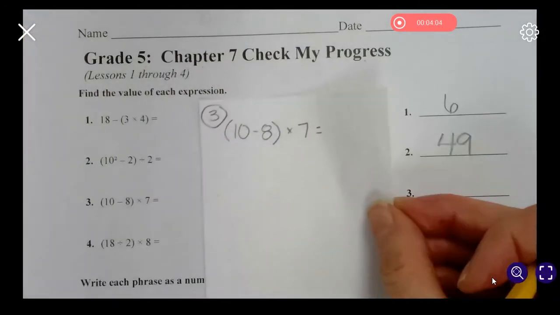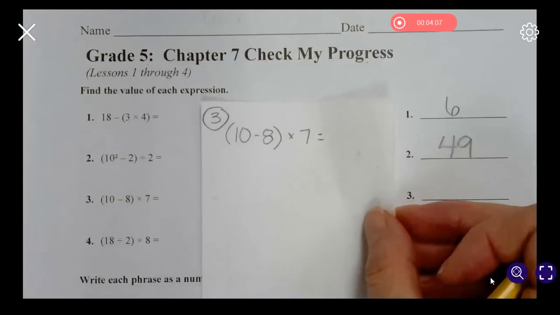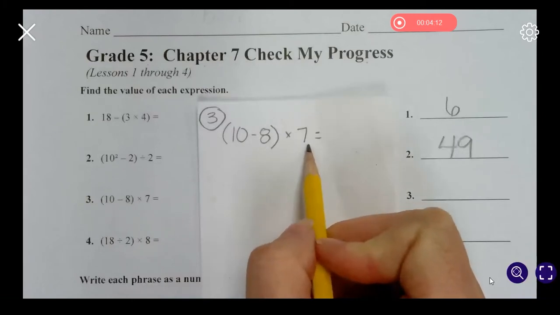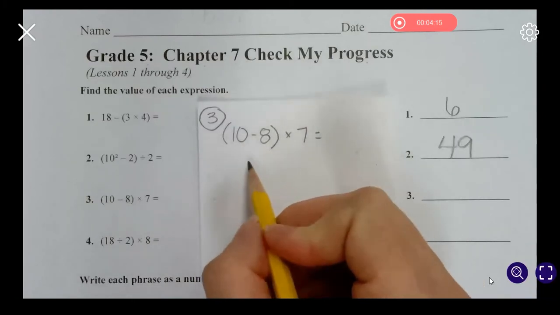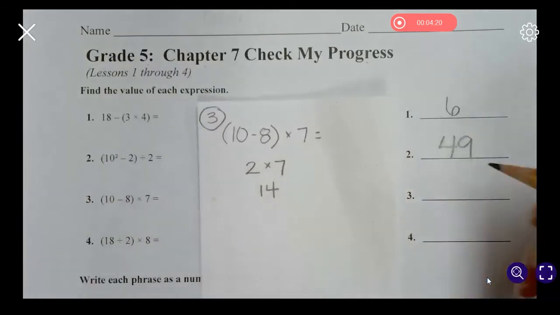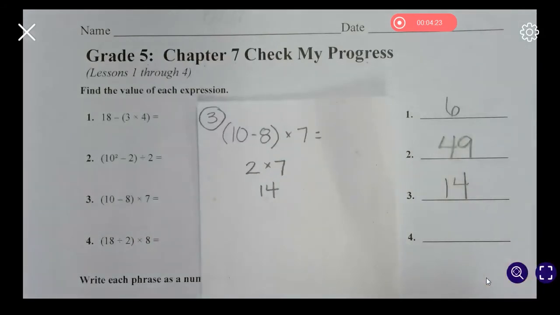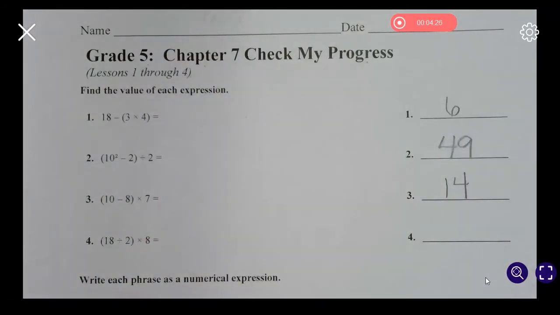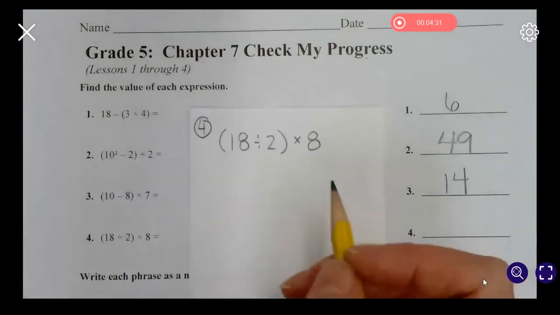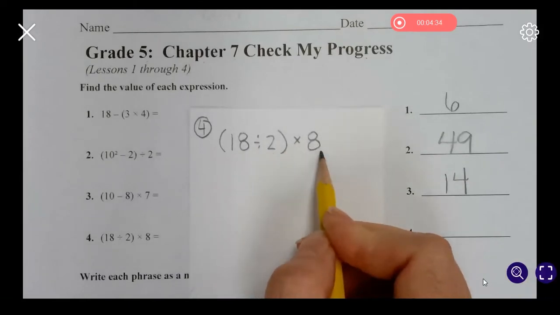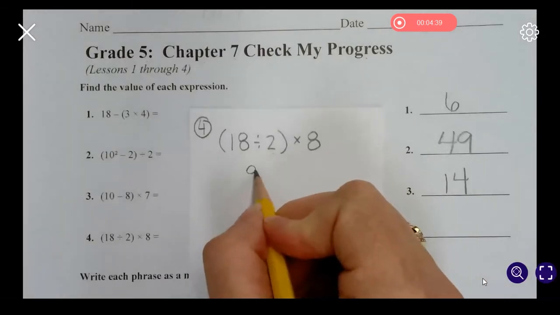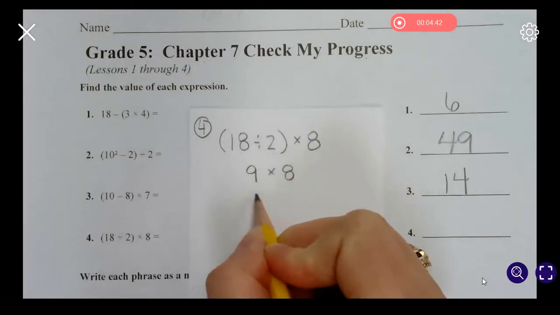Question number 3. We have, in parentheses, 10 take away 8, then multiplied by 7. 10 take away 8 equals 2, times 7 equals 14. Question number 4, we have 18 divided by 2 times 8. 18 divided by 2 is in parentheses, so that equals 9 times 8 equals 72.